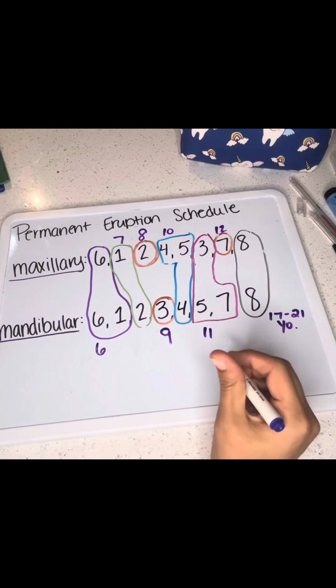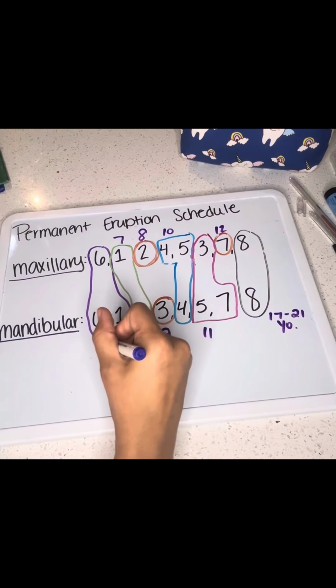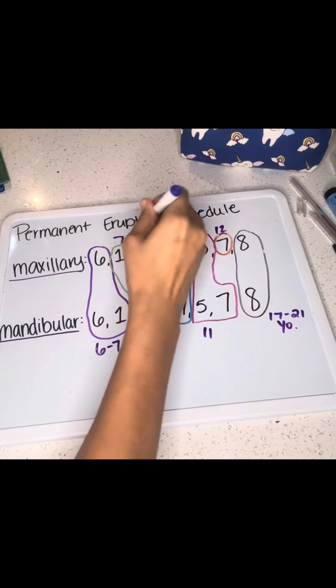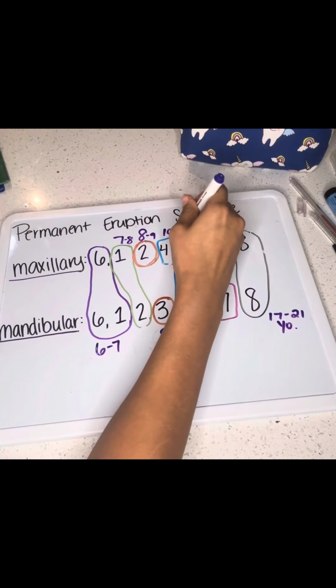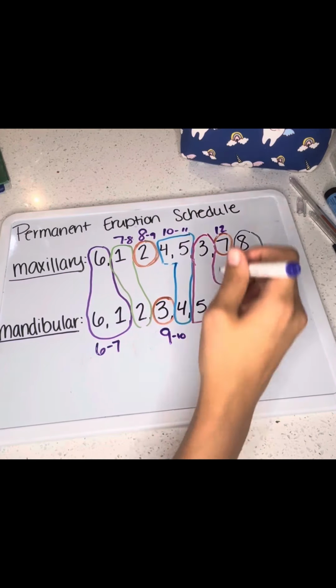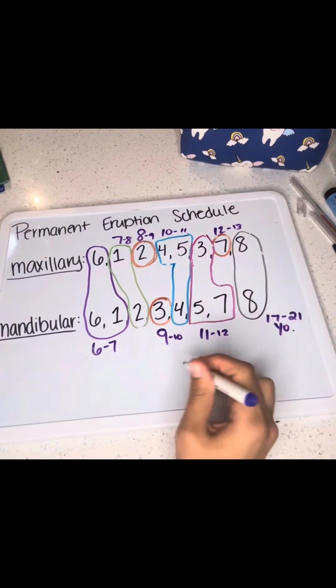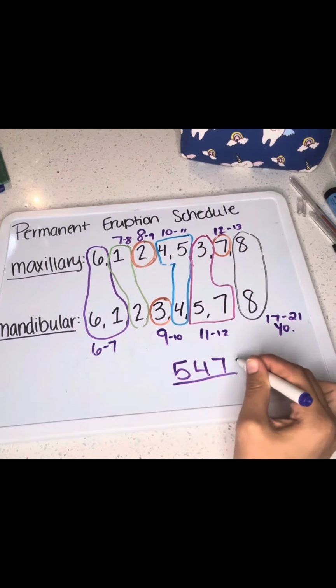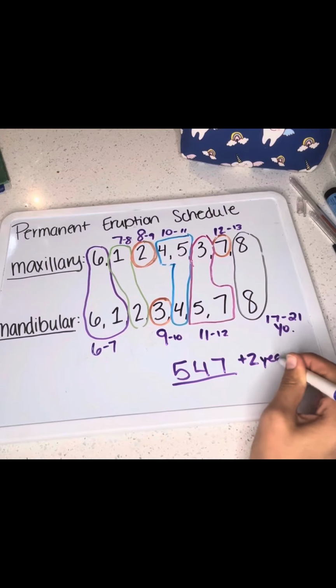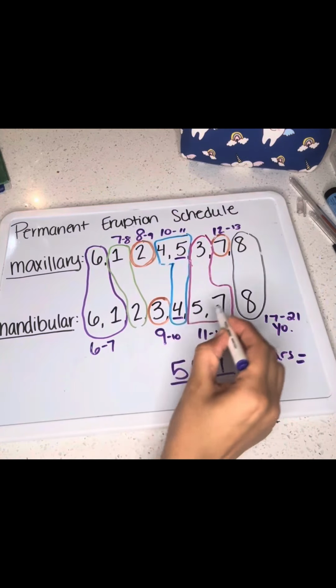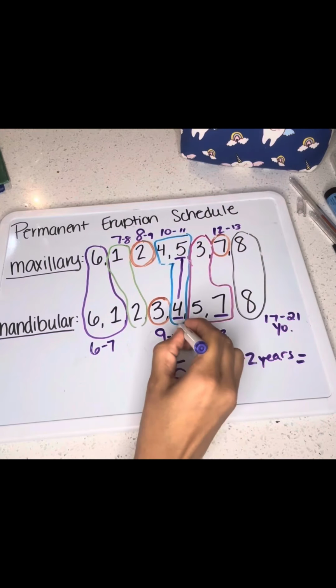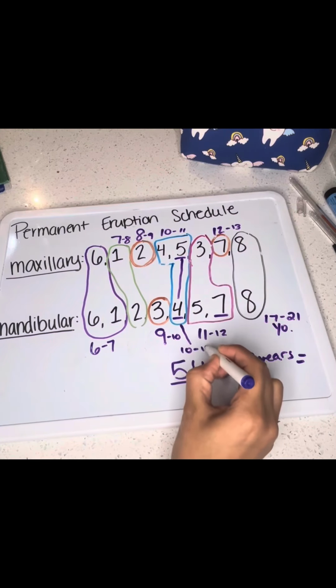Now for the age range, we're going to go and add 1 to every single age range. And then we're going to remember these 3 numbers, which is going to be 5, 4, and 7. 5 will represent the maxillary second premolar, and 4 will represent the mandibular first premolar, and 7 would be the mandibular second molar. We're going to add 2 years to these age ranges because these ones take a little bit longer to cook.